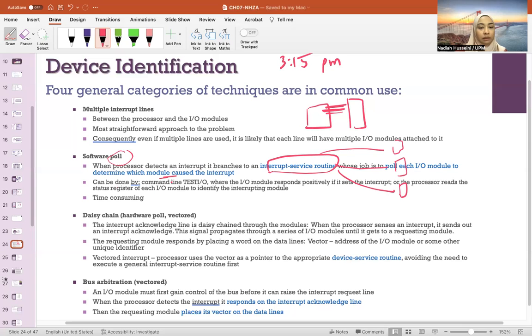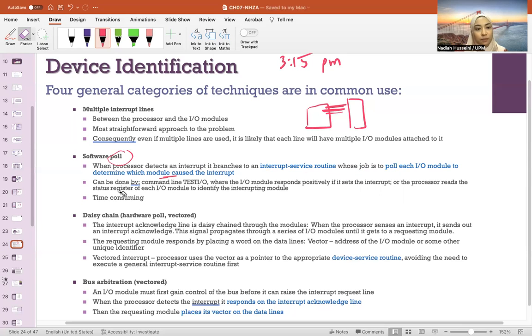This can be done by a command line test IO, where the IO module responds positively if it is the one that set the interrupt, or the processor reads the status register of each IO module to identify the interrupting module. And again, if you have a lot, then it would be time consuming. If you have not so many, then maybe it would be fast. But again, not that ideal. It is still time consuming.